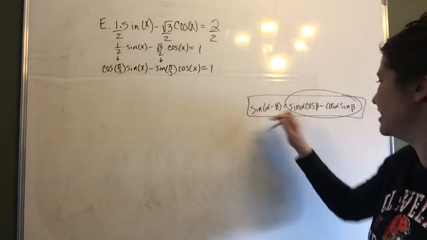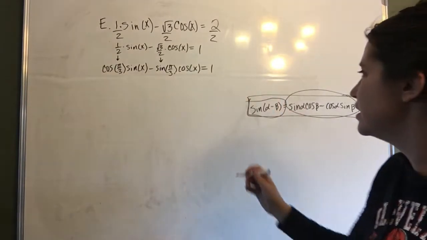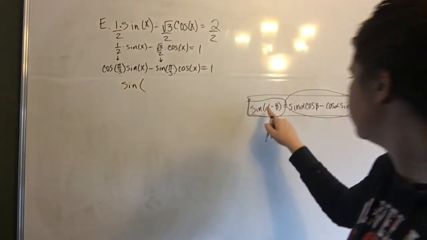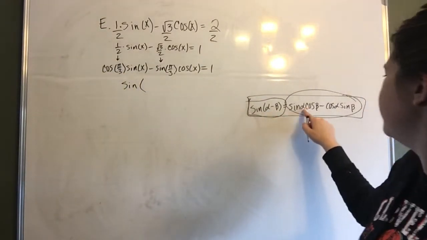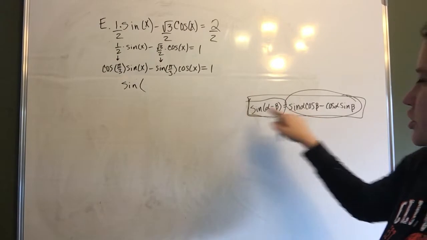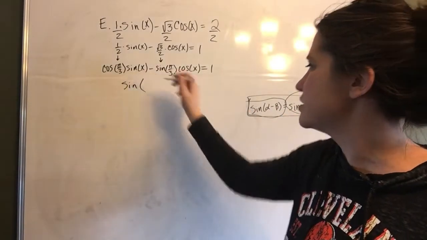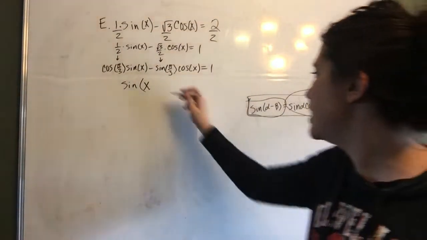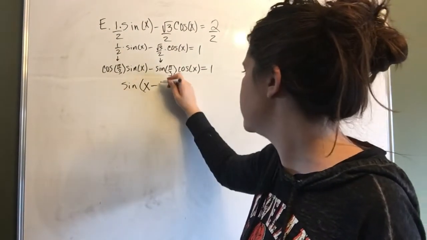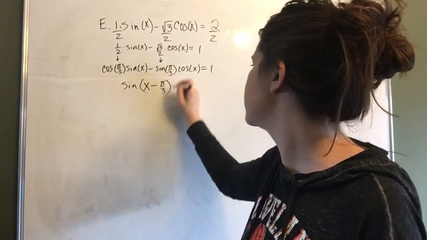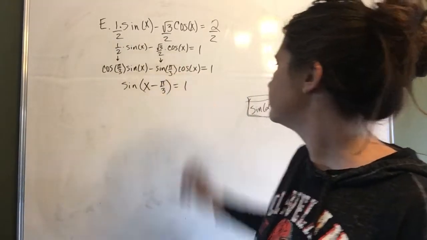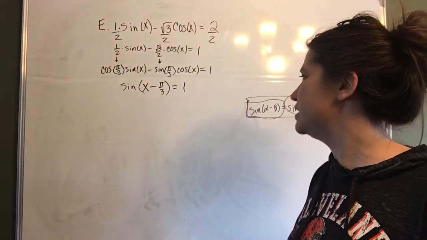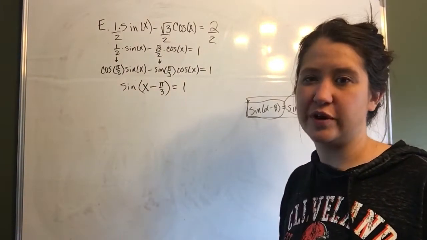We can condense it to make it look like just this. So we're going to have sine of alpha minus beta. Alpha was inside of the sine function to begin with, right? So alpha is actually x. So we need to start with x here, and then we're going to subtract beta, which is pi over 3 in this case, and it still equals 1. Okay, so we're down to sine of x minus pi over 3 equals 1.